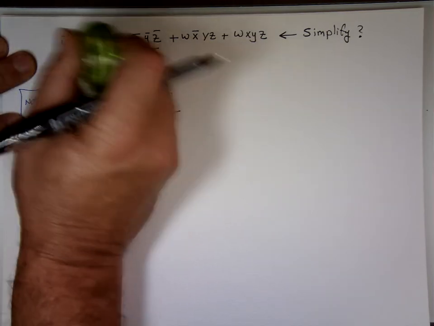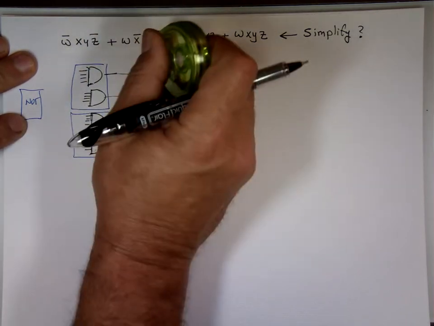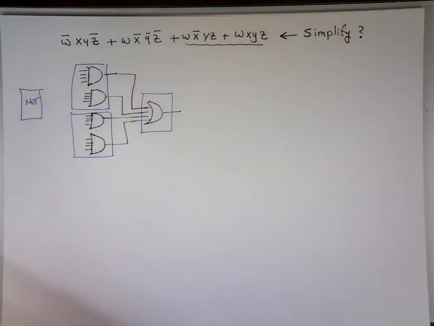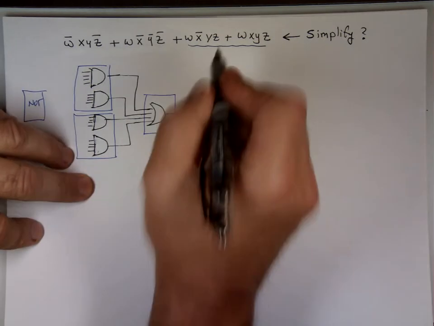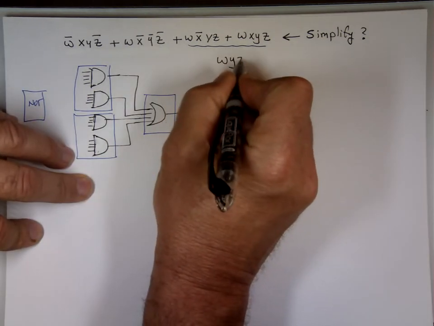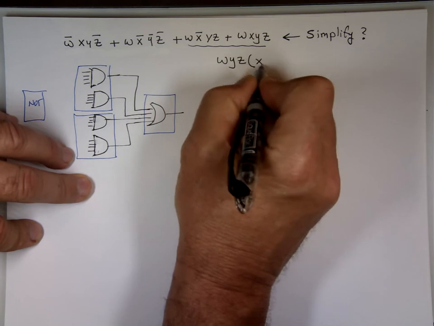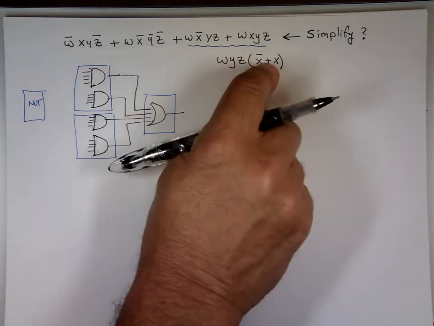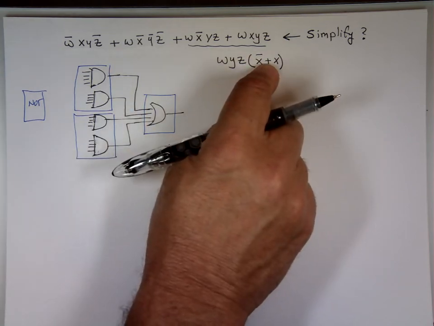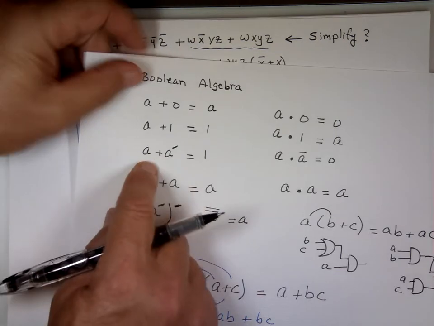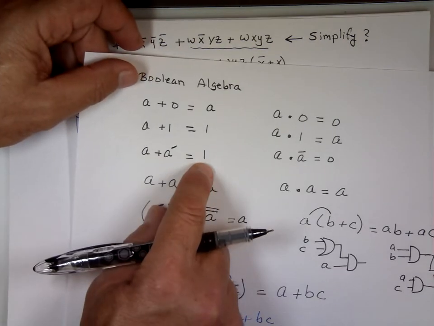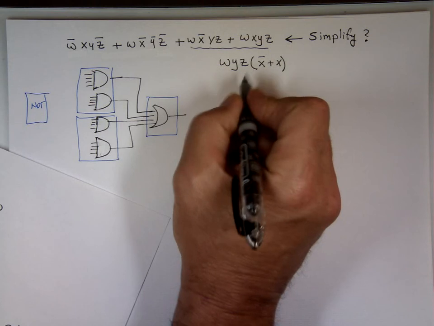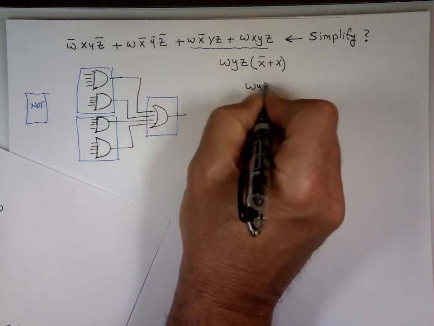Look at the last group. What do you notice about the last group? They have W, Y, Z common, right? If you factor that out, what's left? X bar plus X. What's X bar plus X? That's my Boolean algebra. Where's my Boolean? What's A plus A bar? 1. See, that's a 1. So X plus X bar is a 1. So this is W, Y, Z. That's an AND times 1, which is W, Y, Z.